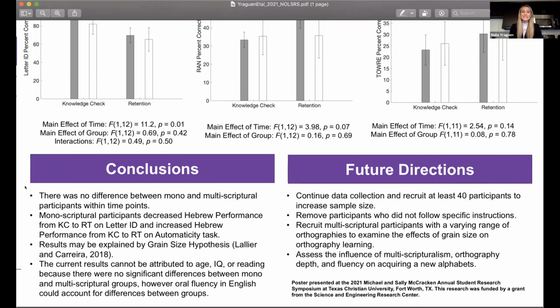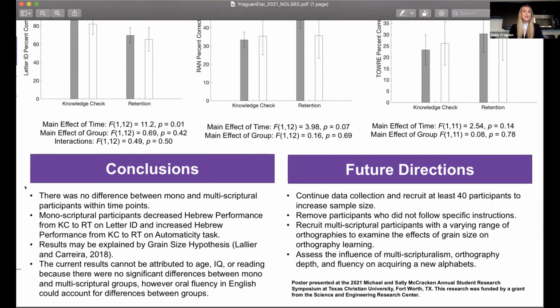So grain size is the smallest grapheme in an orthography, and they fall on a spectrum from shallow to deep. Shallow orthographies include diacritic Hebrew, like the one used in this study, and they have short and simple graphemes, while deep orthographies are more complex, like the English language. The theory posits that one would be able to pick up an orthography easier if the grain size they know matches the one they're trying to learn.